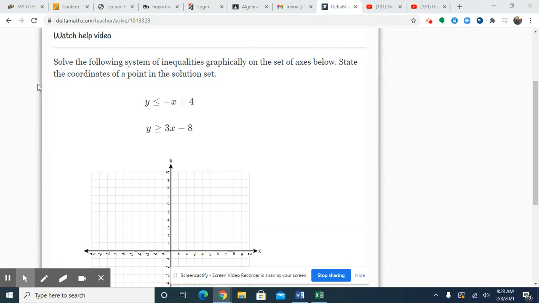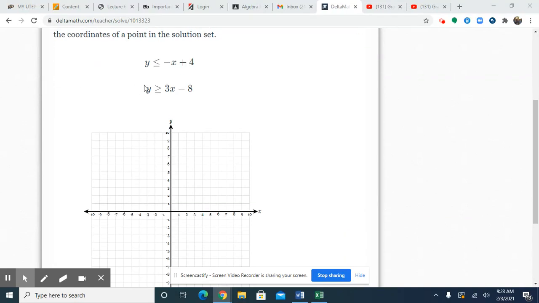Okay, so the second part of the homework has you graphing the actual lines that we have here. So let's start with y is less than or equal to negative x plus 4. So again, we always want to start off with our slope and our y-intercept. Slope is -1 and our y-intercept is 4. So we're going to start off at 4.